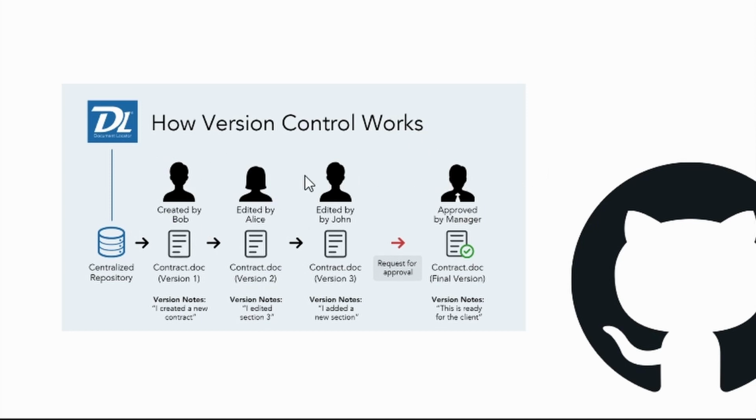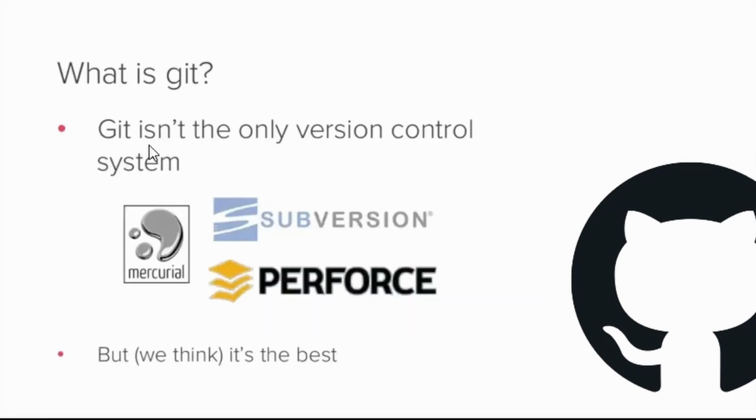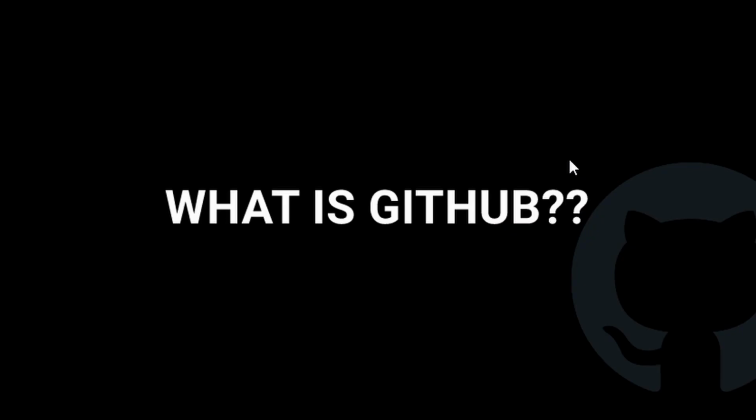So these are the different stages of version control. Here you can see version 1, version 2, version 3, then a request for approval, and the final version was approved. Git isn't the only version control available in the market, but I also think it is the best one, and it is the most popular, which most developers are using nowadays.